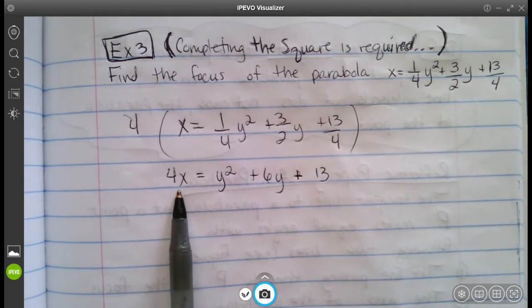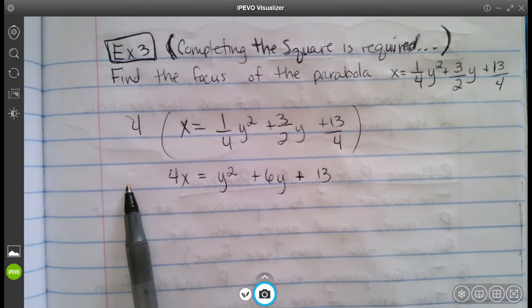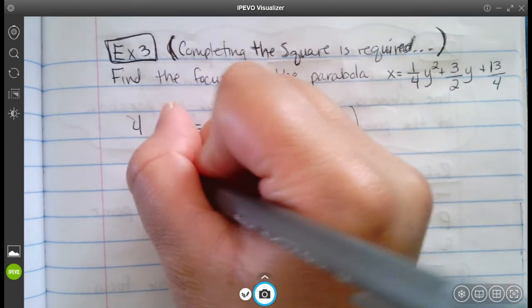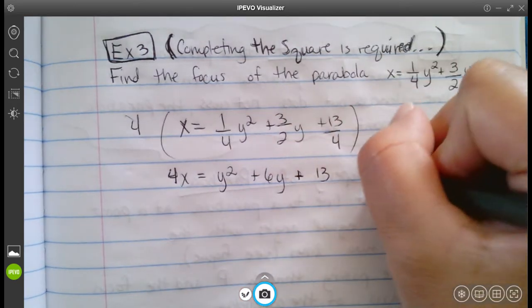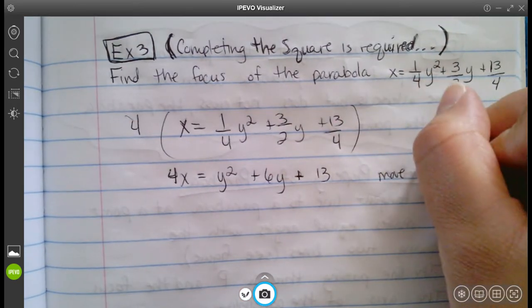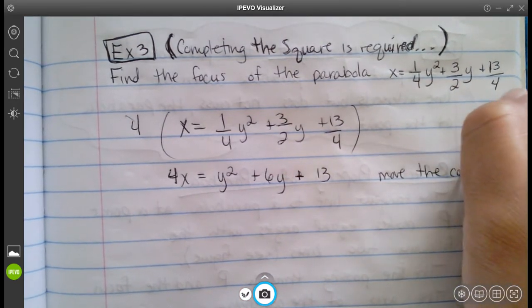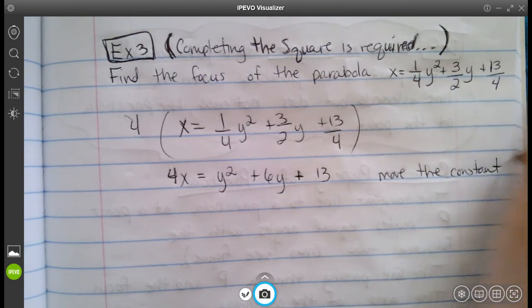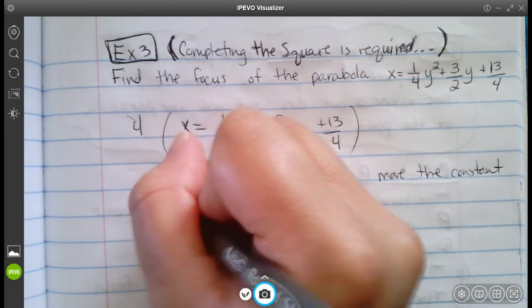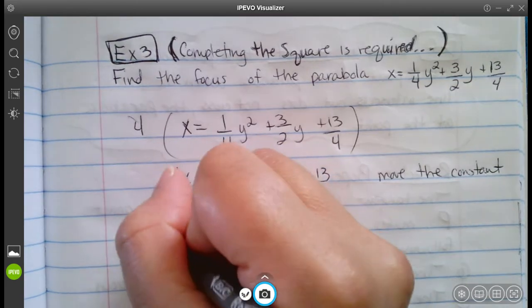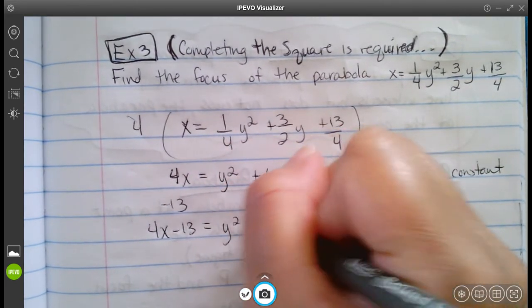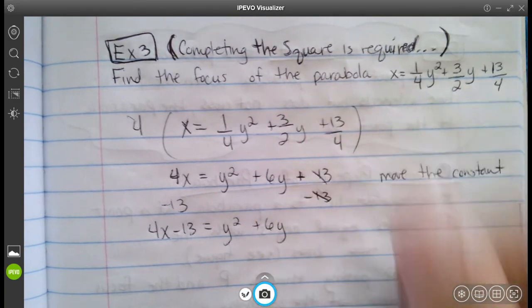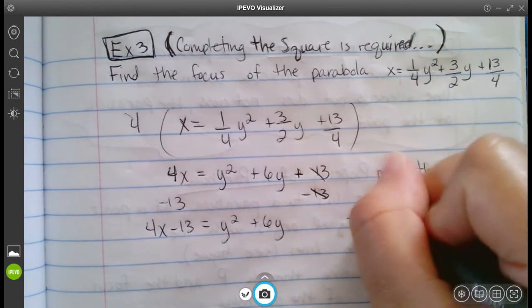Next, when you're completing the square, you always move the constant over. This one looks a little more complicated because usually we have a 0 here, but you're still going to move the constant. So here's the actual completing the square part. We're going to move the constant, which is 13. So minus 13 is going to give me 4x minus 13 is equal to y squared plus 6y, because those are now gone. Here is where we complete the square.